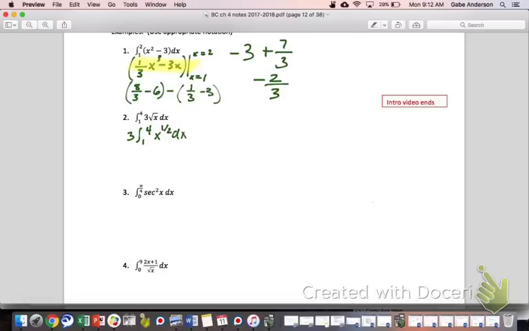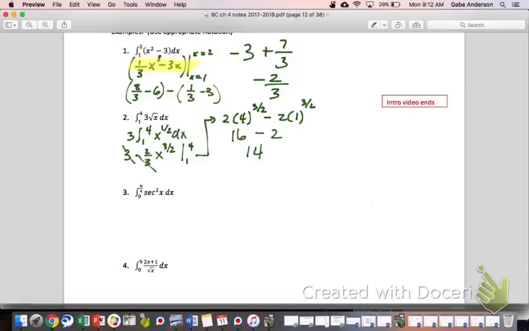This just becomes a power rule for integrals. So it becomes 3 times 2/3 x to the 3/2 evaluated from 1 to 4. At this point, you can see that the 3's cancel out, and you're just left with 2x to the 3/2. Here, the rational exponent thing comes into play. It'd be 2 times 4 to the 3/2 minus 2 times 1 to the 3/2. And 4 to the 3/2 is 8, times 2, of course, is 16, minus 2 times 1. Did you get 14?